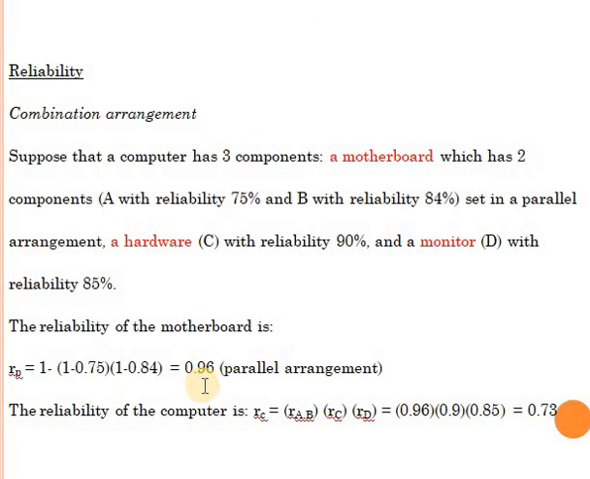Now I will go back to the system and I will say that the computer's reliability is the reliability of the motherboard times the reliability of the hardware C times the reliability of the monitor D. Now they are all arranged in series, so I will put the final answer for the reliability of the motherboard, which is 96%. So I will say 96% times 90%, which is the reliability of the hardware, times 85% reliability of the monitor. So overall, the reliability of the computer will be 73%.